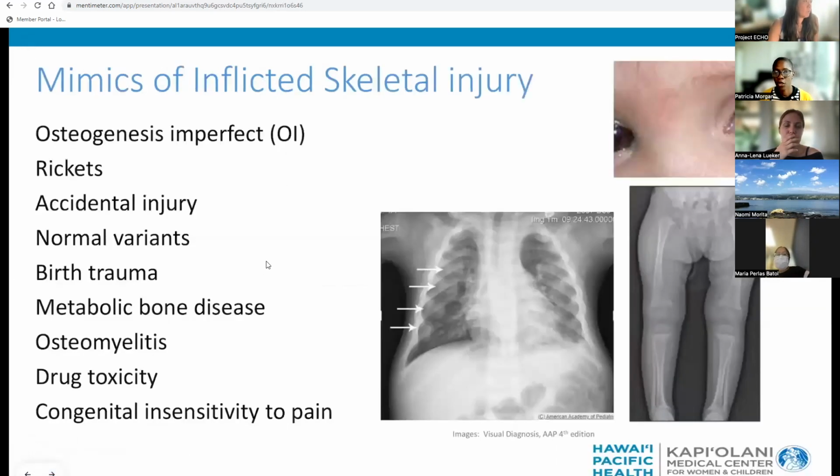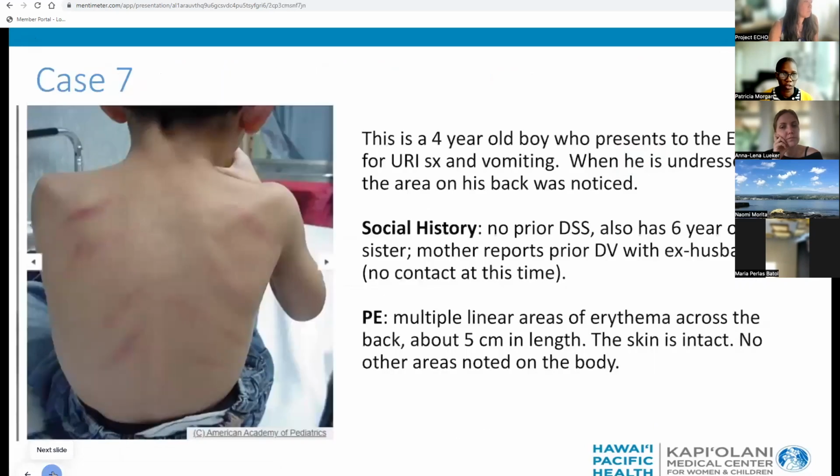This list, I can't go into all of these things, but these are mimics of skeletal injury. You might recognize the blue sclera that you might see in OI. With osteogenesis imperfecta, by the time they're starting to fracture, we do see that their bones start to look a little bit more demineralized or poorly mineralized. These are rachitic rosary that you can see in rickets. And then again, other things that you can see that can look like inflicted or abusive skeletal injury.